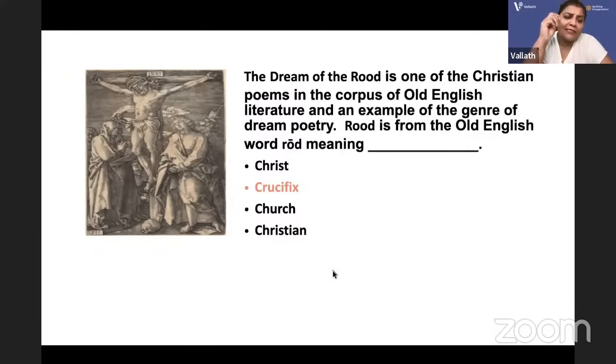By the way, did you know, guys, there are 4 manuscripts of the Anglo-Saxon period? What are the 4 manuscripts? The Junius manuscript, the Exeter book, the Vercelli book, and the Nowell Codex or Beowulf manuscript. The 4 manuscripts, isn't it? Write in the chat box. Okay, all the answers: the Junius manuscript, Exeter book, Vercelli book, and Nowell Codex.